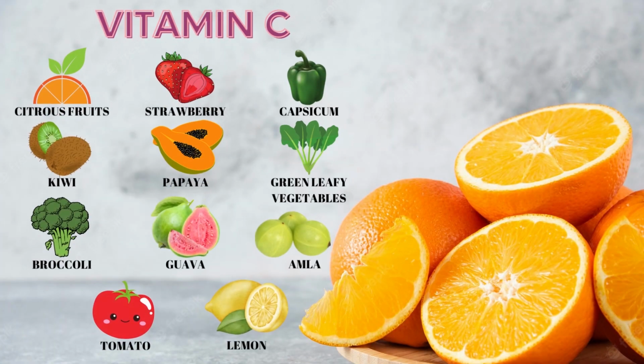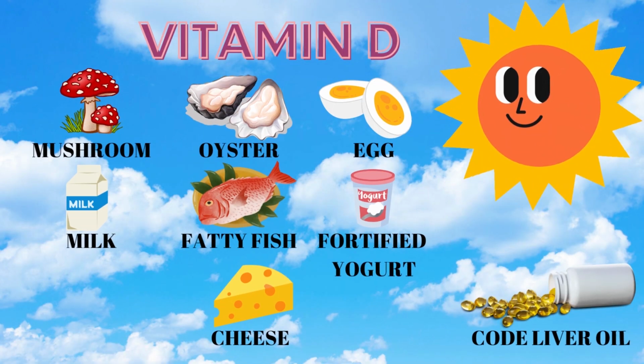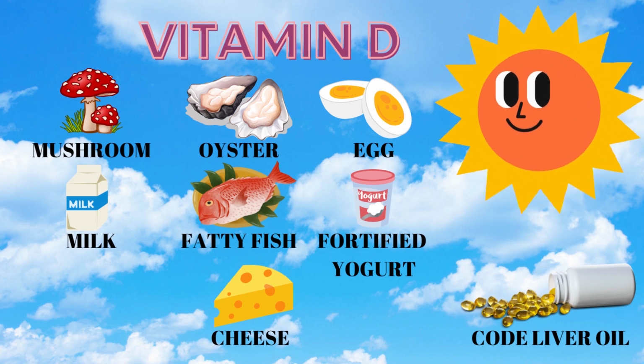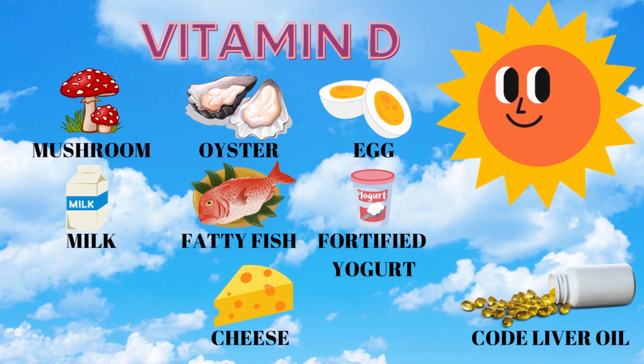Food sources of vitamin C include mainly the citrus fruits, strawberry, capsicum, kiwi, papaya, green leafy vegetables, broccoli, guava, amla, tomato, lemon, etc. Now let's understand what is the source of vitamin D. Vitamin D is mainly obtained from sunlight, and the best time to soak yourself in sunlight for vitamin D is from 11 a.m. to 2 p.m. Now let's see what are the food sources of vitamin D. The food sources of vitamin D include mushroom, oysters, egg, milk, fatty fish, fortified yogurt, cheese, cod liver oil, etc.